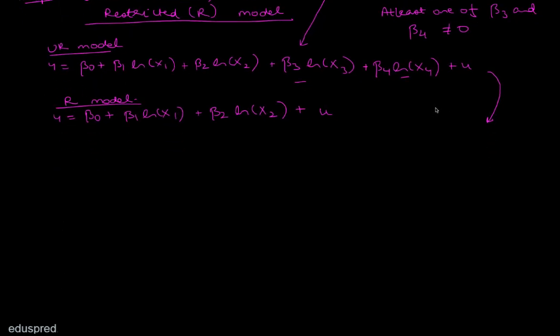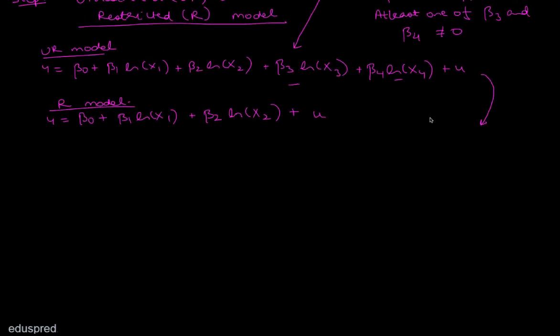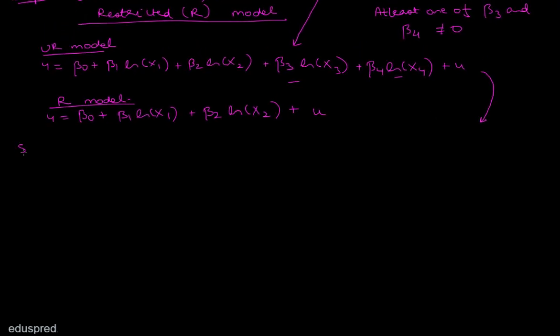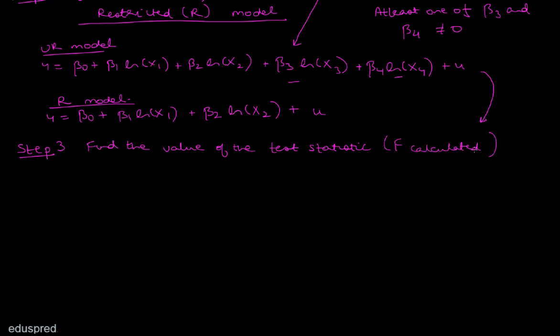Now the step number 3 is to find the value of the test statistic, and the test statistic that we have over here is F. So in step number 3 we have to find the value of the test statistic. And when I say that we have to find the value of the test statistic, I mean that we have to find F calculated, because to do the hypothesis testing you need to find one calculated value and you need to find one critical value. In the third step we are finding the calculated value, which I'm calling F calculated.